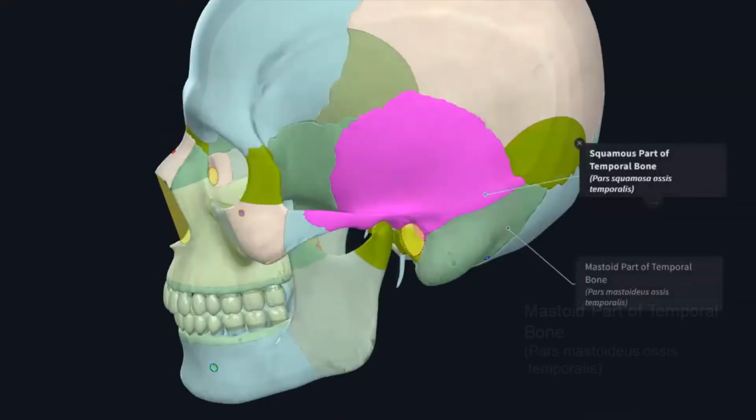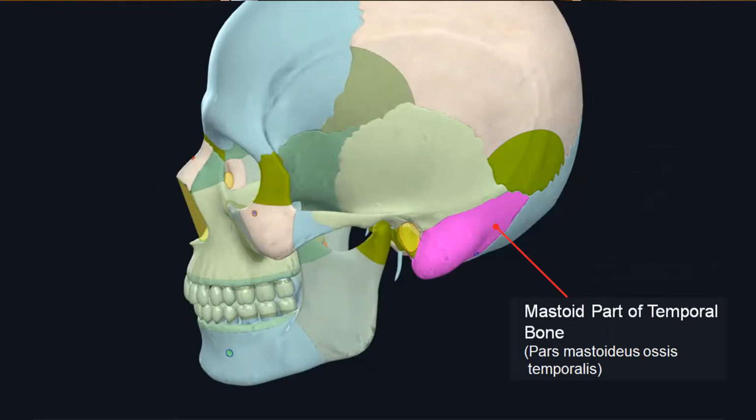Right next to the sphenoid part of the temporal bone, we have the mastoid part of the temporal bone. The mastoid part is the posterior lateral aspect of the temporal bone. It has two surfaces and two borders. The two surfaces include the internal surface and external surface, and the two borders include the parietal area of the bone and the occipital area of the bone.